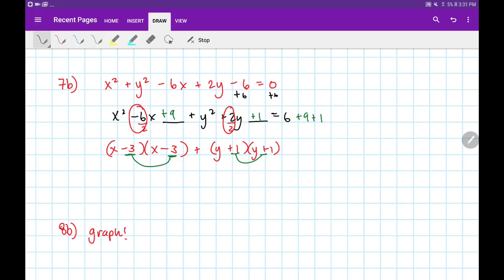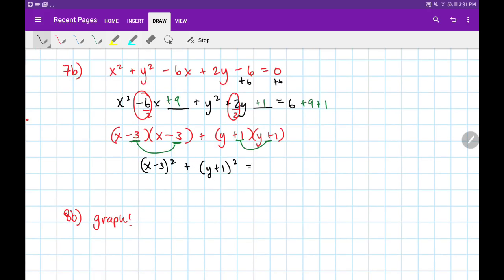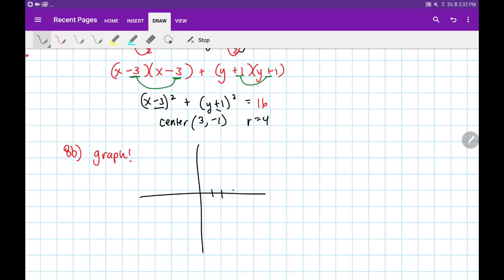So next I have (x − 3)² + (y + 1)² = 6 + 9 is 15, plus 1 is 16. And so now I'm ready to tell you the center, which is positive 3, negative 1, because I flipped, and my radius, which is 4. To graph it, go to 3, negative 1, count up 4, count over 4, back 4, and down 4. Ta-da!